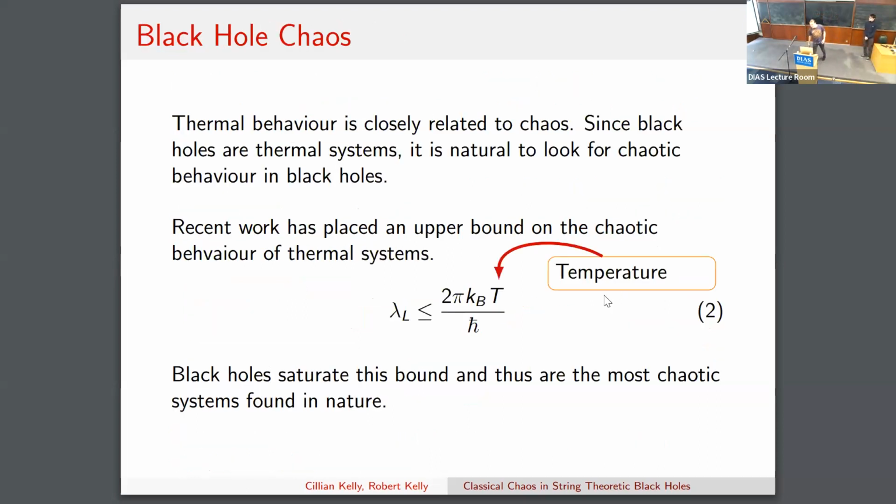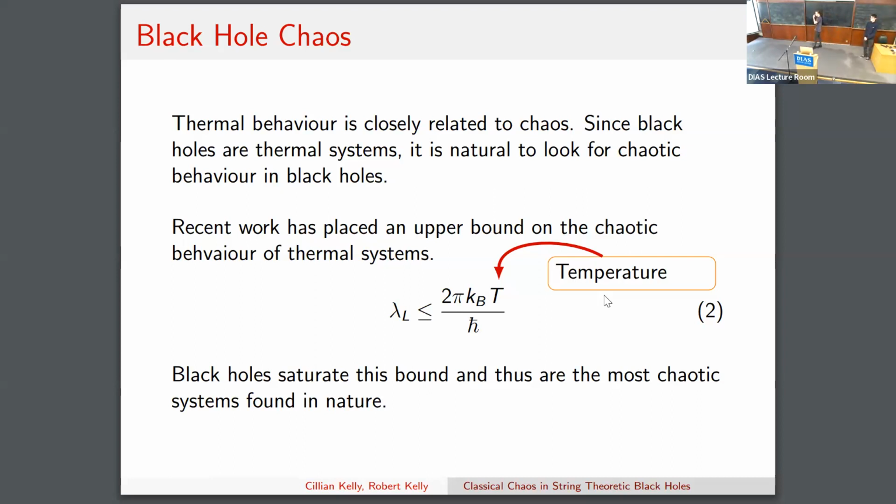So where does chaos come into the picture? Well, thermal behavior is very closely related to the idea of chaos. So thermal systems are said to be ergodic. And this means that if you choose a point in phase space of the system and follow its trajectory through phase space, if you leave it for sufficiently long, then you'll see that the phase space trajectory will visit all points in phase space. So it will efficiently explore all of phase space. And this ergodic nature comes about due to the exponential divergence of trajectories in phase space. And the exponential divergence of nearby trajectories in phase space is one of the defining characteristics of a chaotic system. So there's this link between thermal systems and chaos.